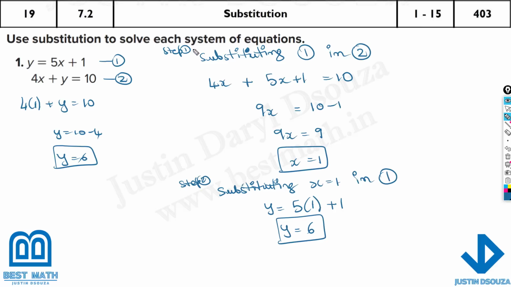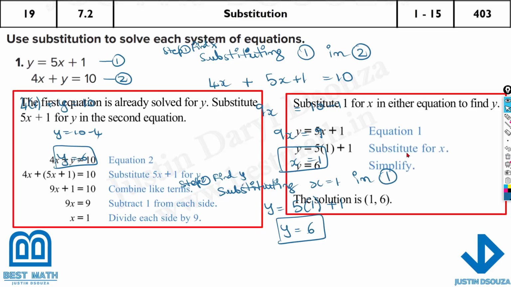So you can write over here, find x. Over here it'll be finding y. So that's the thing. Or you can just write step 1 and substituting. That is also fine. So this is how we solve it. Make sure you have at least one in the standard form. If not, we have to get at least one of the equations in standard form and then start solving it. So we'll look into more problems.